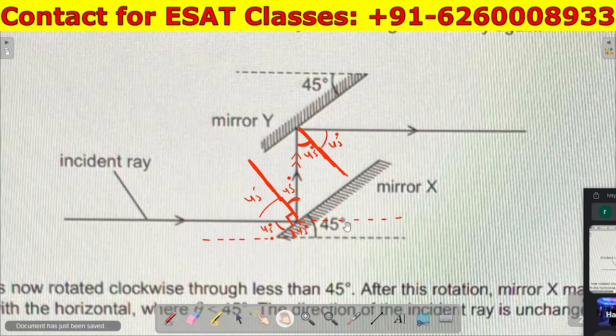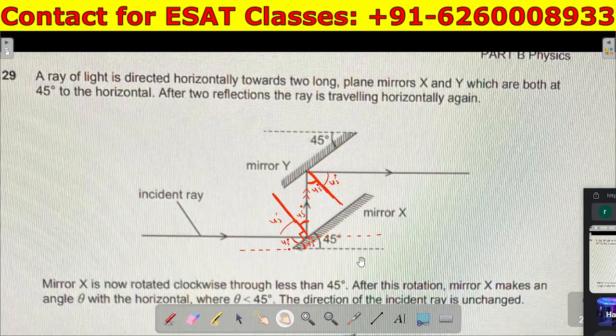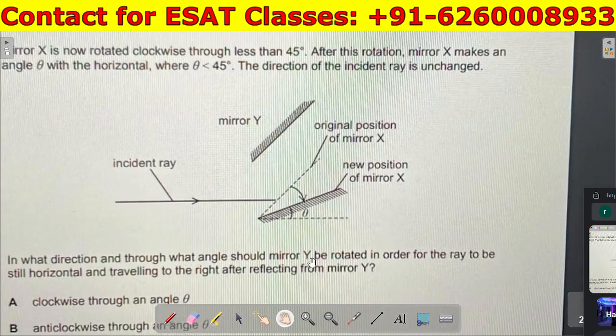Okay, no problem. So now you have all this. Everything should be clear, right? This is happening initially, but now what's happening? You have rotated this mirror by angle theta. No, it's not the angle of rotation theta. It's the final angle with the horizontal, right? So this angle will be how much? This angle will be 45 minus theta, isn't it?